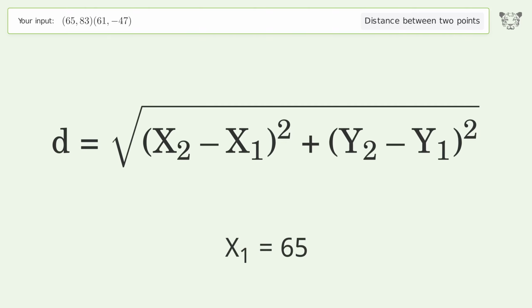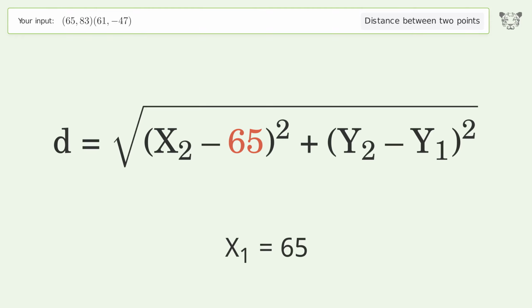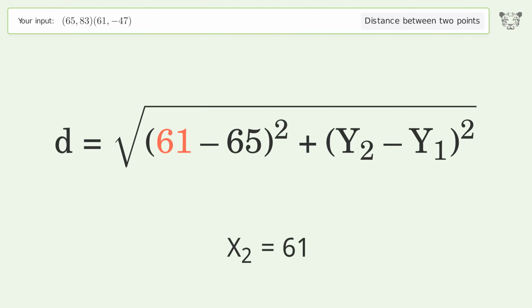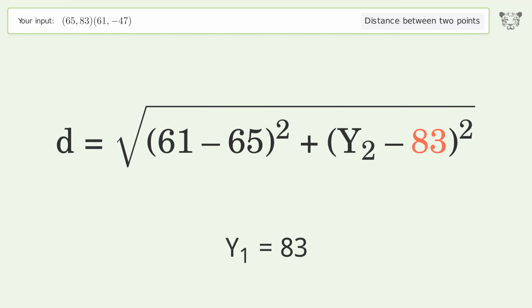x1 equals 65. x2 equals 61. y1 equals 83. y2 equals -47.